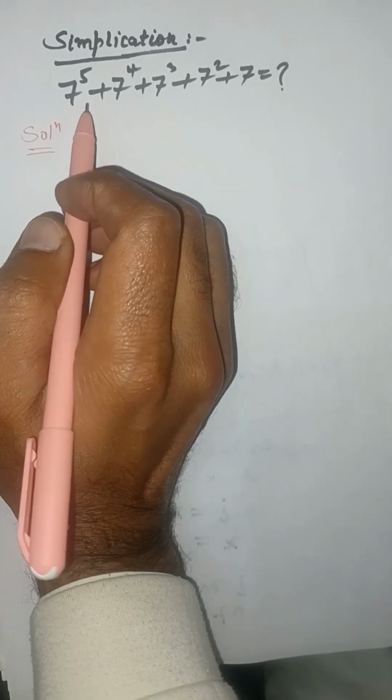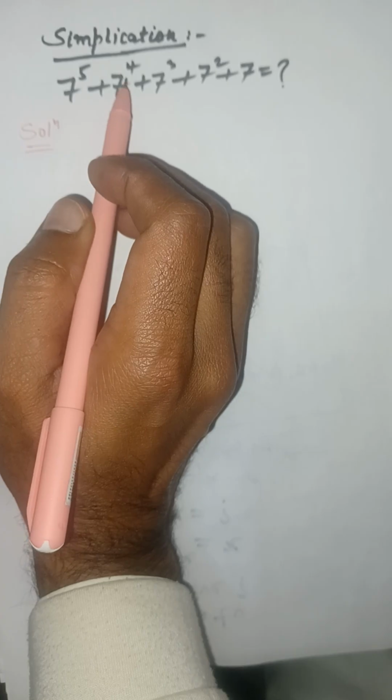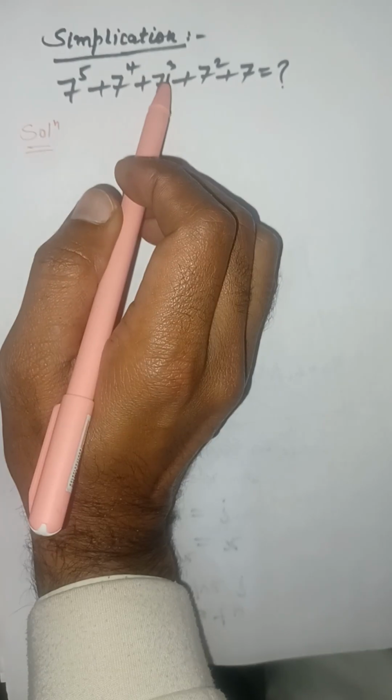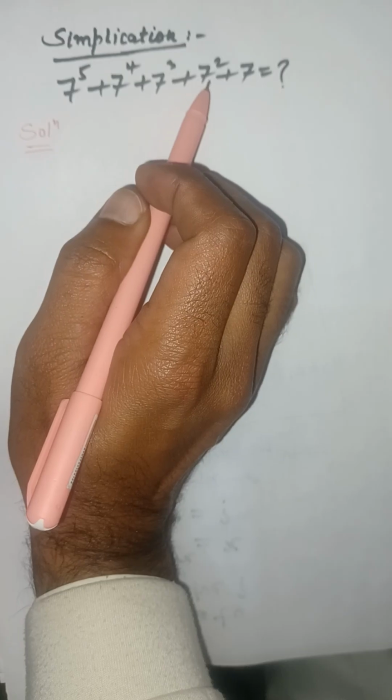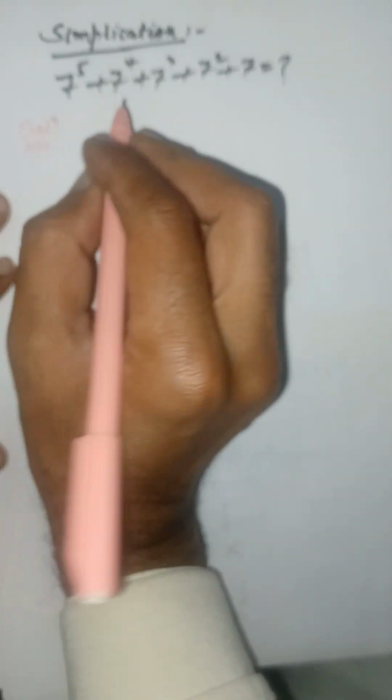Simplification. 7 to the power 5 plus 7 to the power 4 plus 7 to the power 3 plus 7 square plus 7 equal to question mark. Solution.